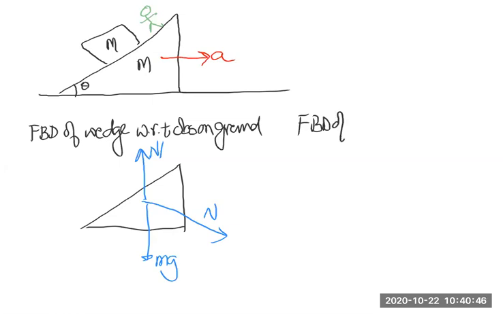FBD of block with respect to observer on the wedge. Please notice that I am drawing two FBDs, but these two FBDs are being drawn by two different observers. The FBD of the wedge is being drawn by an observer on the ground, and FBD of the block is being drawn by an observer on the wedge.